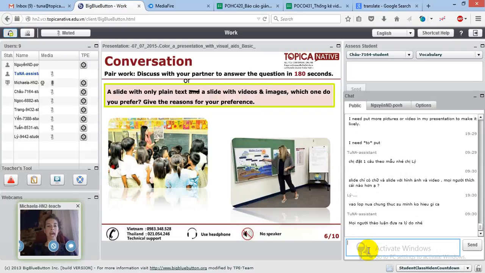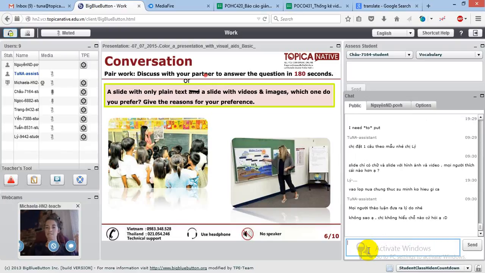Okay, so let's have Al and Knock. Can you please talk about which you would prefer and why? Hi Joe. A slide with only plain text or a slide with videos and images. Which one do you prefer?